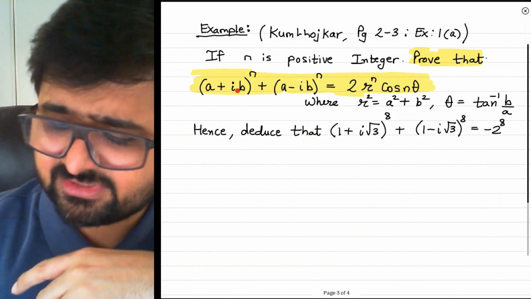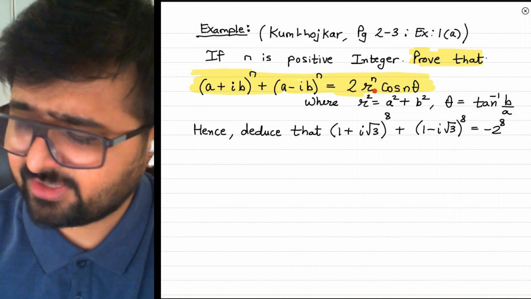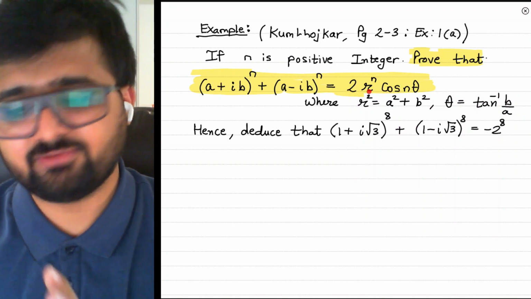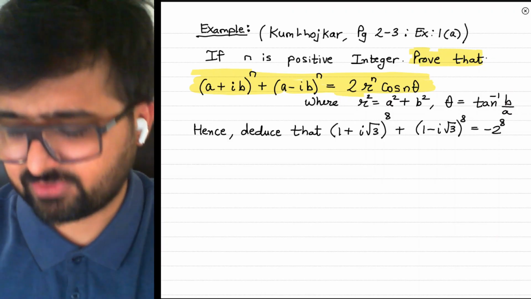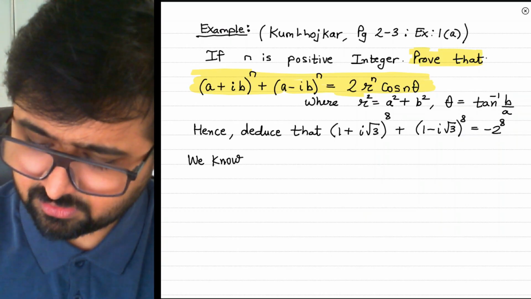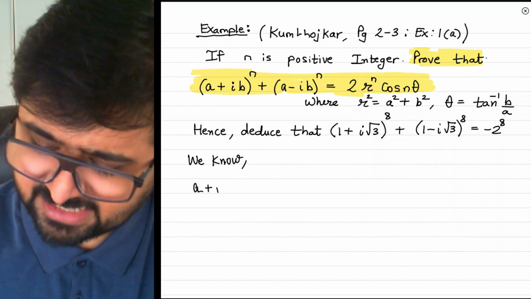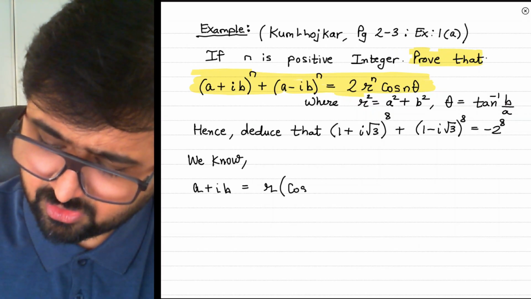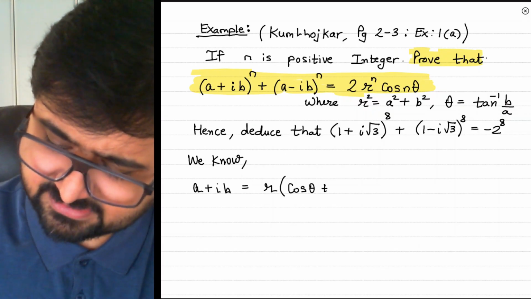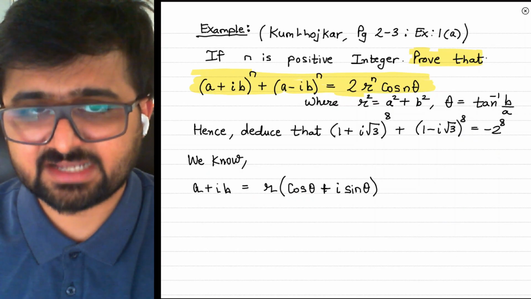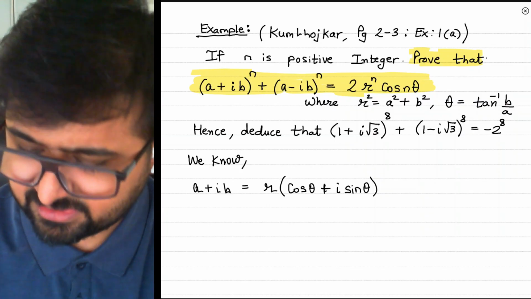Okay, let's start with that term a + ib. If you see on the right hand side, you see r and theta. So most likely they have converted Cartesian form into polar form. We know that a + ib is r(cos theta + i sin theta). By converting it to polar form, we know a + ib is r(cos theta + i sin theta).